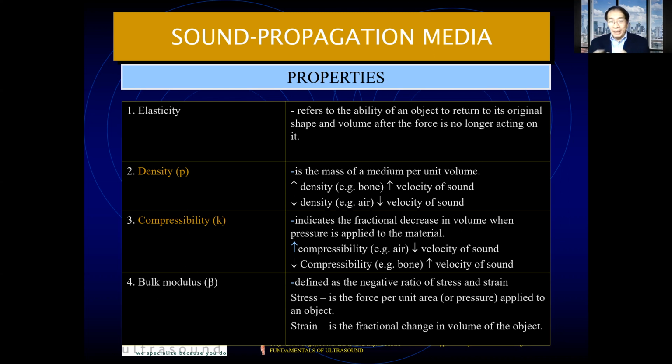With greater compressibility, there is decreased velocity of sound. With less compressibility, there is increased velocity of sound. The bulk modulus is defined as the negative ratio of stress and strain. Stress is the force per unit area, or pressure, applied to an object, while strain is the fractional change in volume of the object. So pretty much bulk modulus is the ratio of the pressure applied to the object compared to the strain, which is the compressibility of the object.